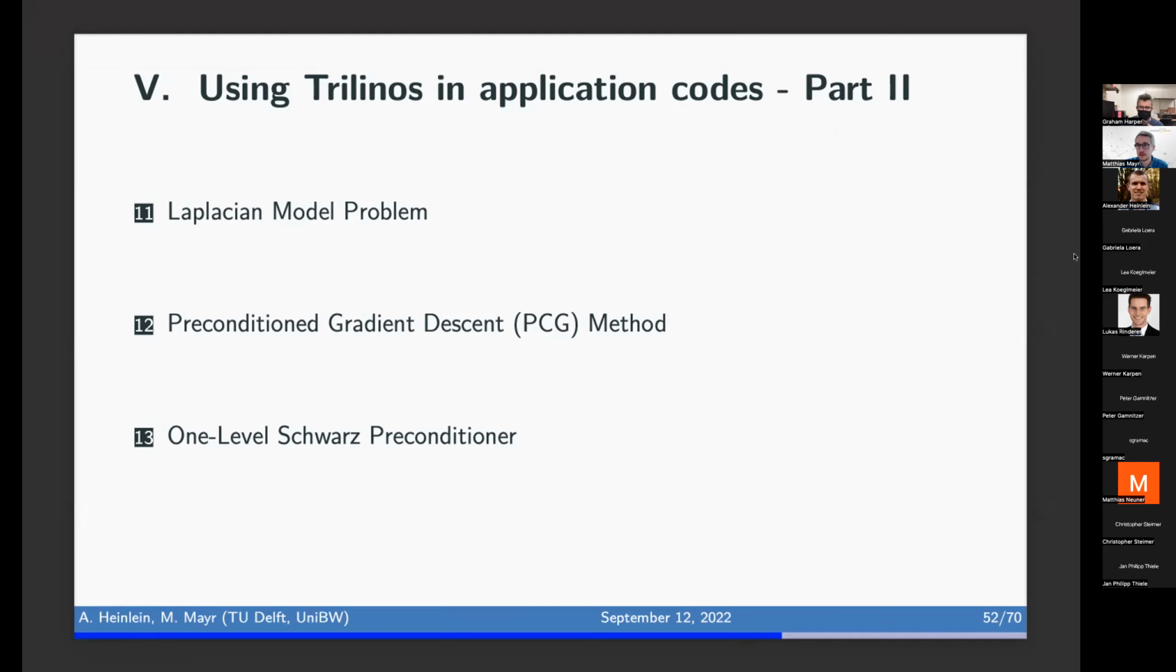That's right. So I'm going to talk about using Trilinos in application codes. And what we're going to focus on now is talking a little bit about how we would solve a Laplacian model problem and how we would do this with some of the different methods that we have available to us. So if you haven't heard of preconditioned gradient descent or Schwarz preconditioning, we'll talk a little bit about how these things work.